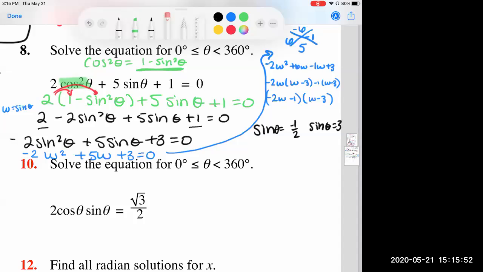So sine of theta is negative 1/2. When is sine negative 1/2? Sine is your y. Sine is negative 1/2 at 210. So theta is equal to 210 and 330. And that's our answer.